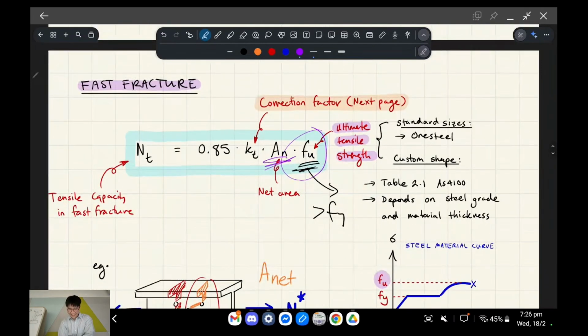Okay. And then we also multiply the whole thing by 85%. The reason we multiply by 85% is because this is like an additional capacity reduction factor. Do you remember how we have 0.9 over here? So you do 0.9, you also multiply it by 0.85. This is because when you have something failing brutally in tension, it's less reliable, so it's more prone to failing at an unpredictable strength. Right.